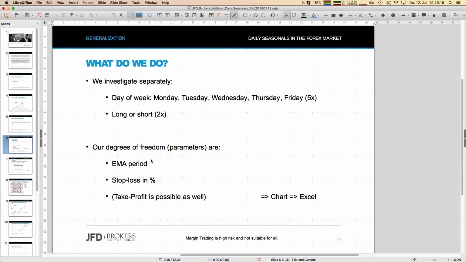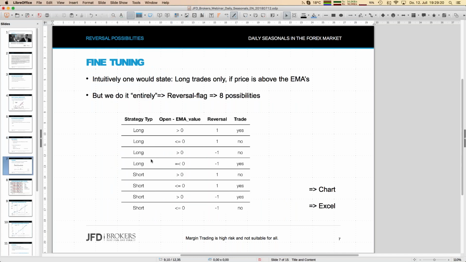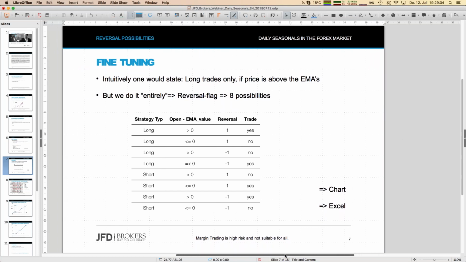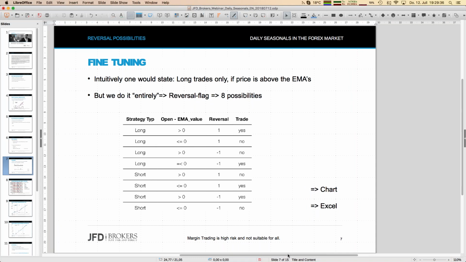But now the question is, we can do it a little bit more complex. So still, as I mentioned already, intuitively one would always state long trades only if the price is above that EMA. Okay, I would agree intuitively, but sometimes intuition is wrong. So let's keep it open. Maybe we can do exactly the opposite.